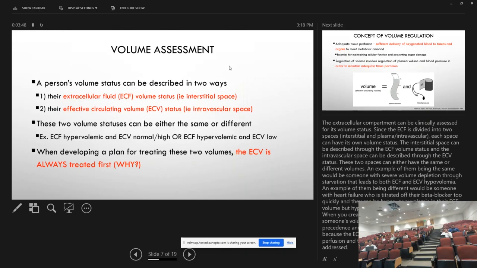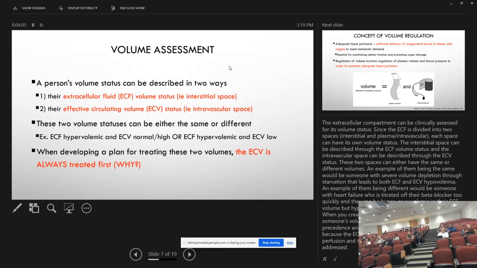So a person's volume status can be described in a couple of ways: their extracellular fluid volume status, the interstitial space, or their effective circulating volume. That would be their intravascular space, the amount of fluid in your vasculature, your arteries mainly, some of the venous as well. These two volume statuses can be the same or different. You can have hypervolemia in the intravascular space and hypovolemia in the interstitial space, or vice versa.